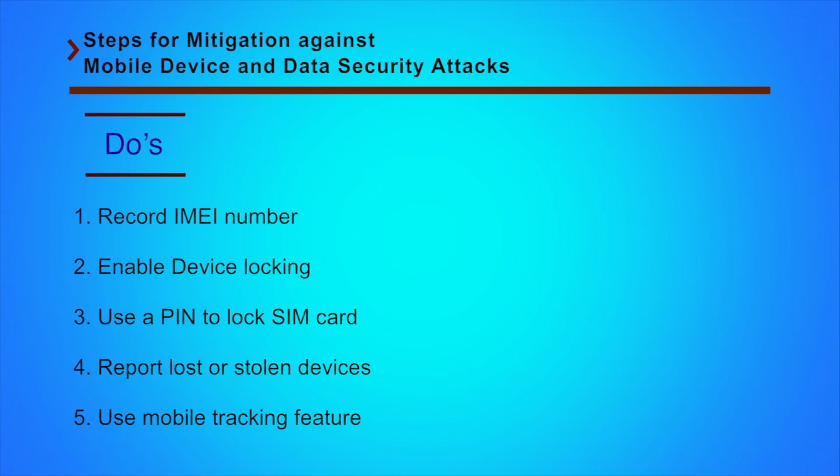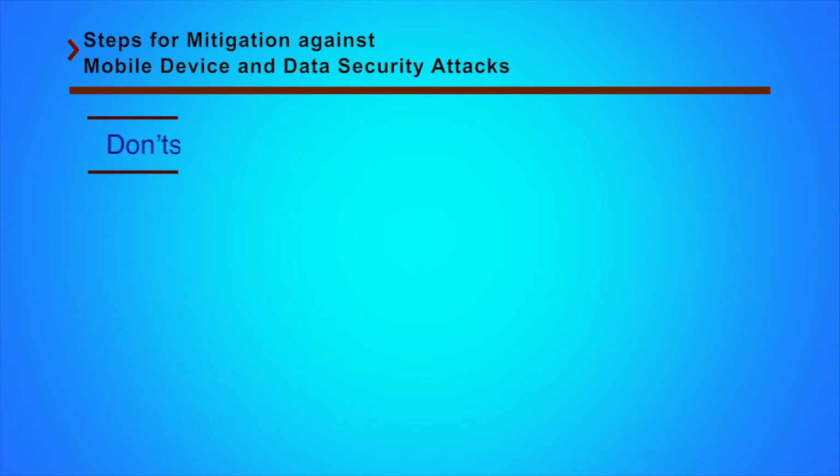Use mobile tracking feature. Use the feature of mobile tracking which could help if the mobile phone is lost or stolen. Every time a new SIM card is inserted in the mobile phone, it would automatically send SMS to two pre-selected phone numbers of your choice so that you can track your mobile phone.